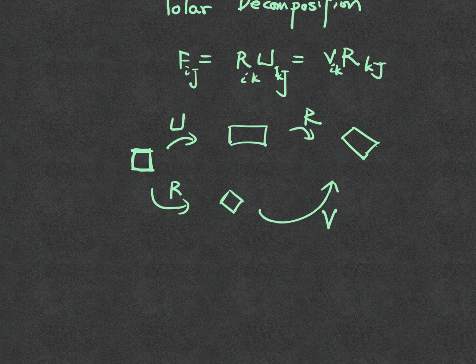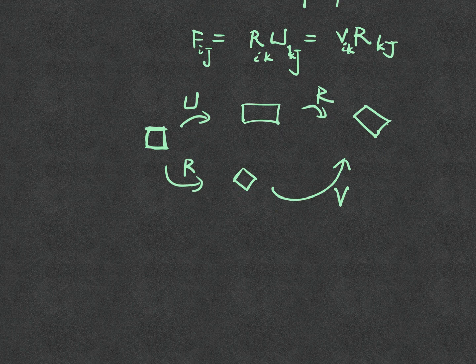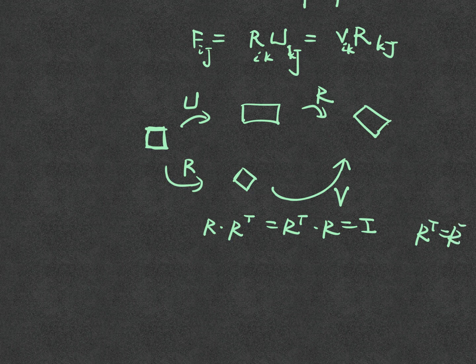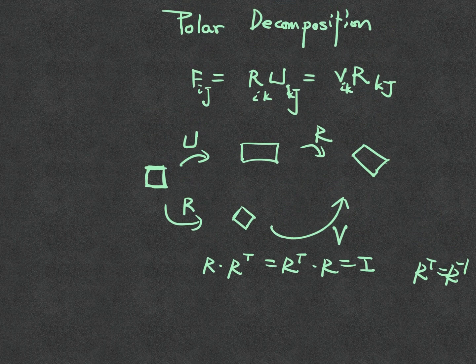Also, one important thing is that these two rotations are the same. However, U and V in general are not equal to each other. Does that make sense? So let me write it down. And again, R dot R^T equals R^T dot R equals identity, because R^T is equal to the inverse of R. So far so good. Now I want to say that in general, you are not going to use the deformation gradient to write the constitutive law. Why is that?